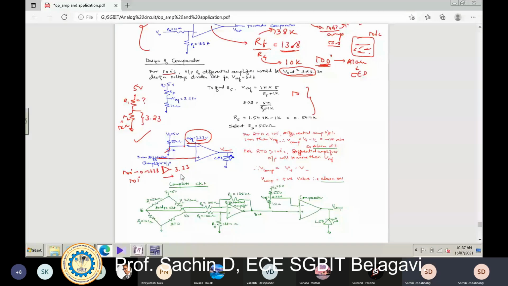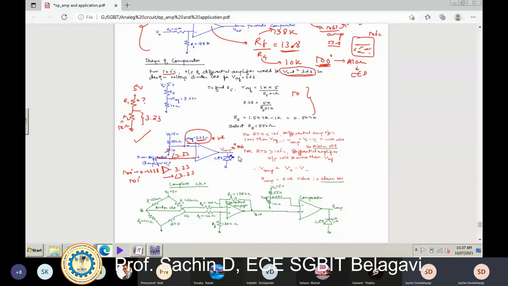So this comparator is going to compare between the two inputs. At one input it is getting more than 3.23, and at the other input it is 3.23. So it takes the difference between these two. If the difference is a positive value, the output will be equal to plus VCC. If the output is plus VCC, the LED will be on.